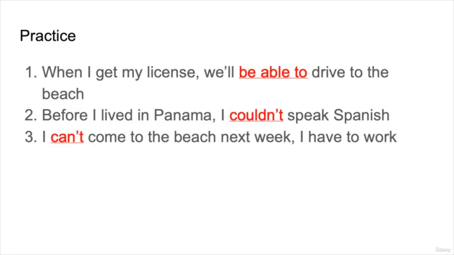Okay, so some answers here. When I get my license, we'll be able to drive to the beach. So here, because this is a future form, the best choice would be able to. And we're describing a future ability. So when I get my license, we'll be able to drive to the beach. We can't drive to the beach now, but in the future, we will be able to.